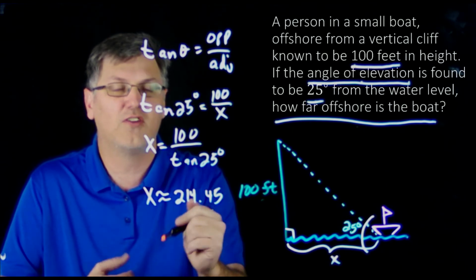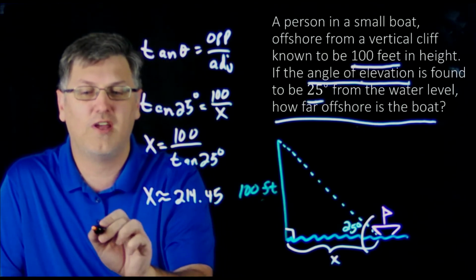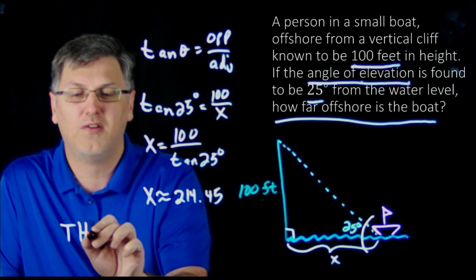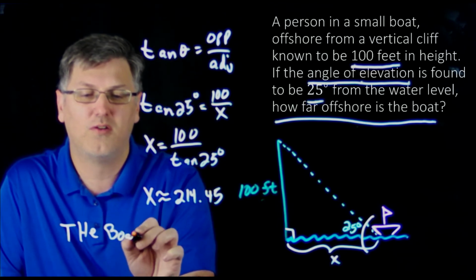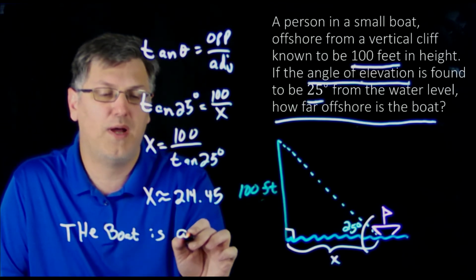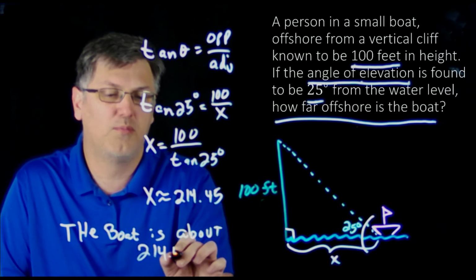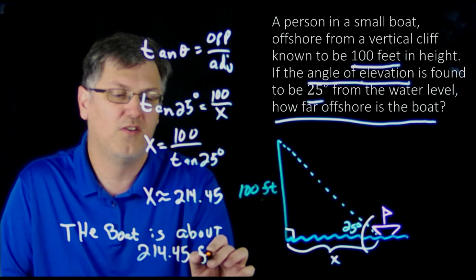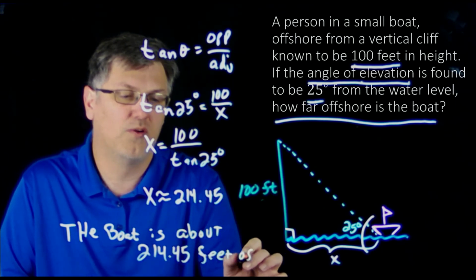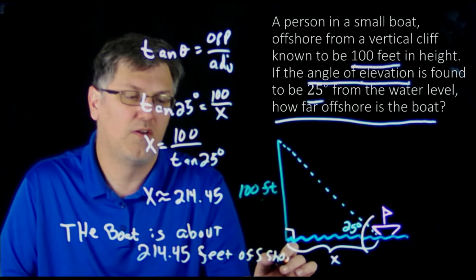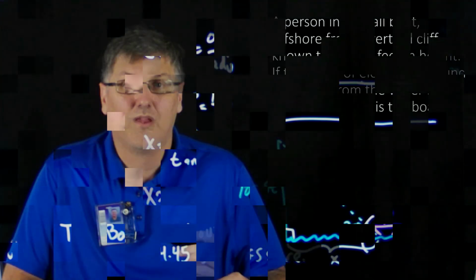So, of course, as I say in class also, since our problem here has words, our answer can't leave it like this. It needs to have words. So we're going to say something along the lines of, the boat is about 214.45 feet offshore. And you're done.